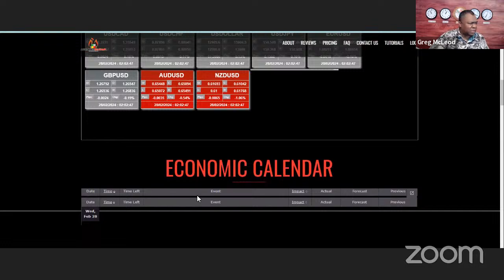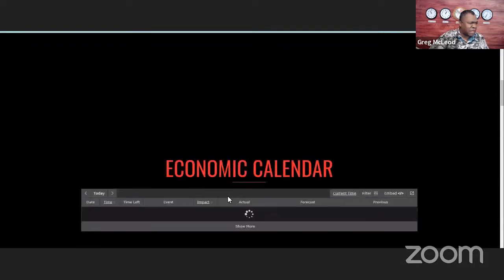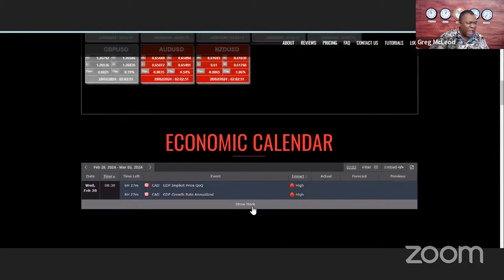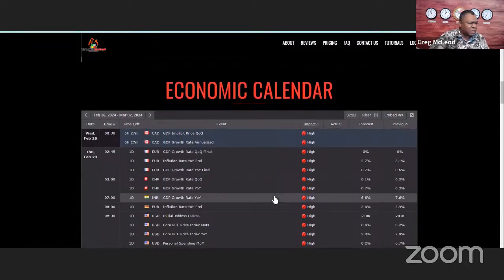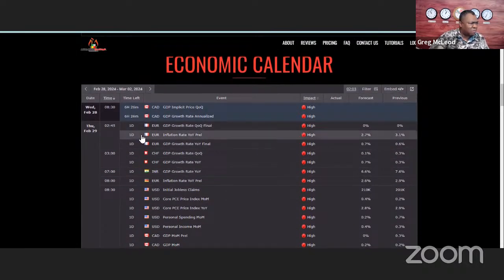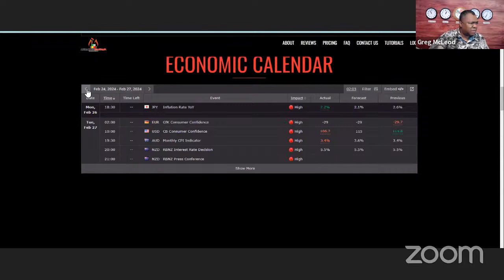As a result, look at the economic calendar. The economic calendar is the driver of currency pair movement. News drives the currencies. We're on Wednesday, but let's go back a little bit. On Tuesday, we had the RBNZ interest rate decision. The previous interest rate was 5.5%, forecasts called for 5.5%, and the actual is 5.5%. So we didn't have a rate hike.